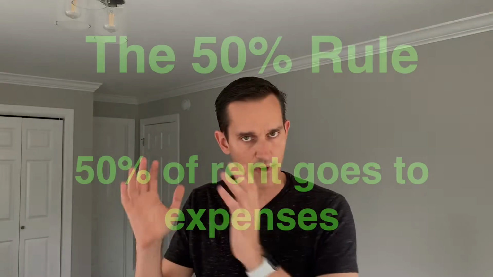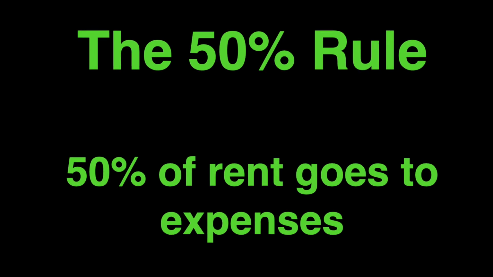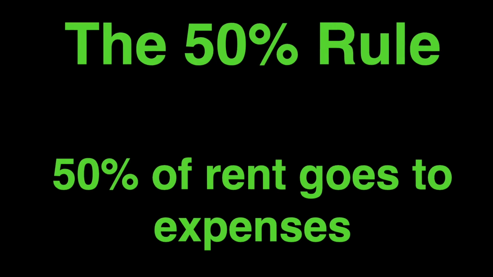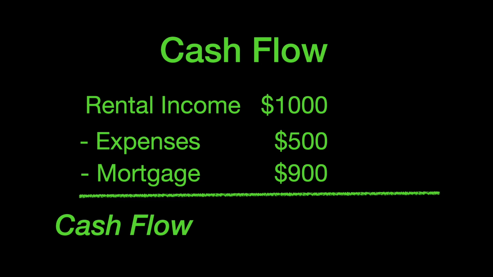Let's move on. The 50% rule. If your house rents for $1,000, you will spend approximately 50% of that on expenses. That's more than most of you realize. $500 a month goes to expenses. So let's do this math again that we saw earlier. $1,000 in rental income minus $500 in expenses minus a $900 mortgage payment. Ouch. That comes out to negative $400 a month. That's no way to do business.